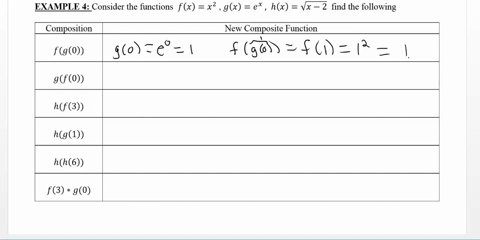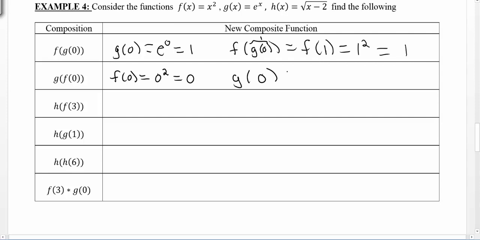For the second problem here, g of f of 0, I'm going to start by calculating f of 0, the innermost function. F of 0 means I'm looking for 0 squared, which is 0. That means I can substitute that in for f of 0. That turns it into a problem where I'm looking for g of 0. G of 0 means I'm plugging a 0 into the g function, so I have e to the 0, which equals 1.